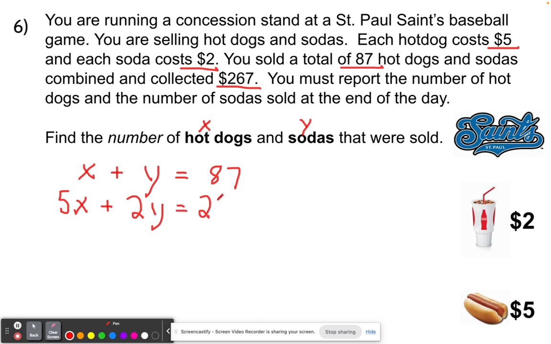So what's the easiest way to cancel something out here? Well, I think multiplying this top equation by -2. I could just as easily multiply it by -5, but 2 is easier to multiply by. I'm going to multiply this top equation by -2. -2 times x, -2x. -2 times y is -2y. -2 times 87 is 174, I believe. Negative.